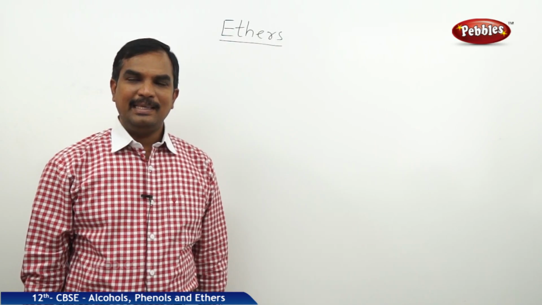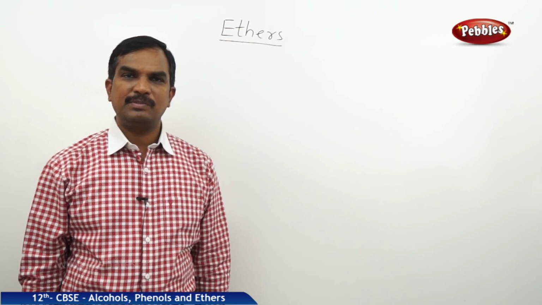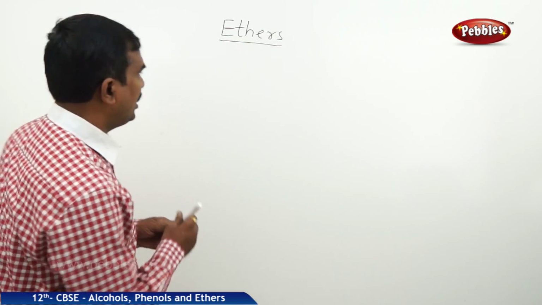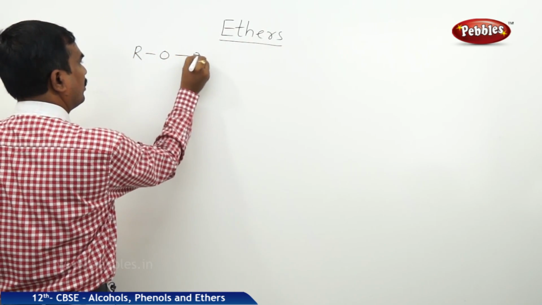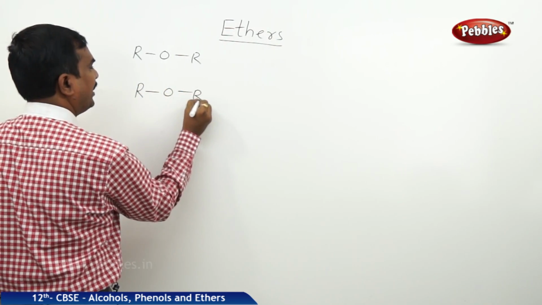Now let us go for ethers. So ethers are also the compounds which are having the heteroatom as oxygen. The general formula of the ethers is ROR, or otherwise we can also show ROR dash.